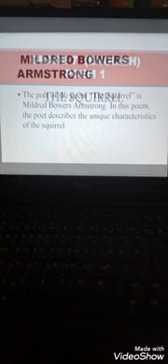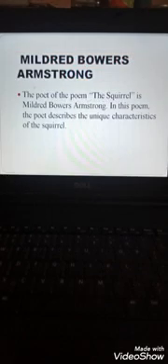Today I'm here to explain you poem 1 of grade 7 English. The title of our poem is The Squirrel, written by Mildred Armstrong. So, let me tell you a small introduction about the poet. The poet of this poem, The Squirrel, is Mildred Armstrong. In this poem, the poet describes the unique characteristics of the squirrel.